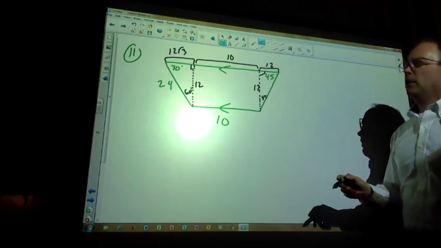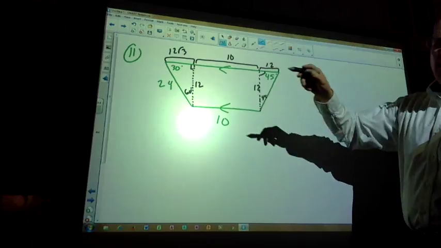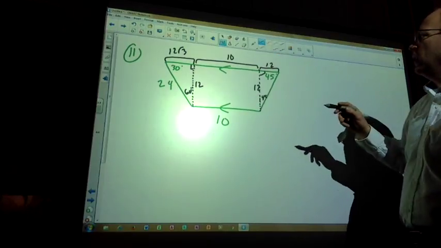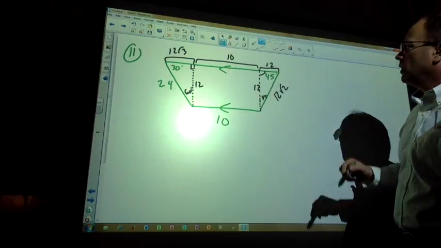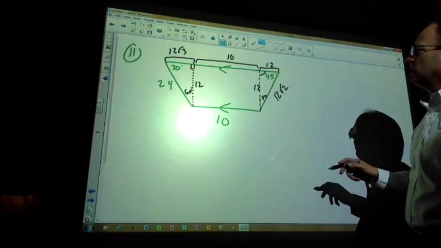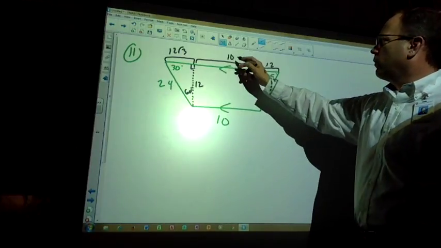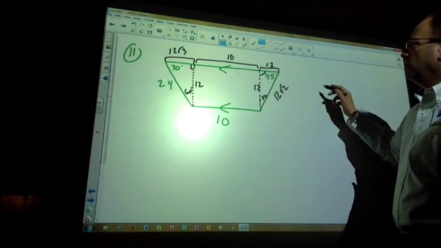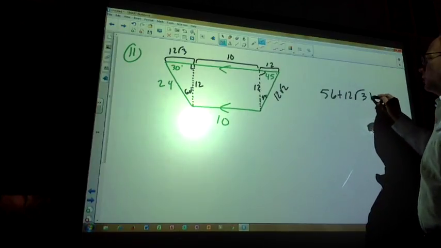And so what they probably did is they probably kept root 3 as the exact answer. So we're trying to find the perimeter. Okay. And then that has to become 12 root 2. And so let's see, we combine anything that's whole numbers. So that's 34, 44, 54, 56 plus 12 root 3 plus 12 root 2.